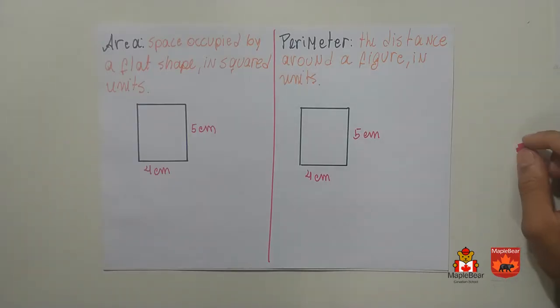Hello, year 7 students. Now you're moving to our lesson 3.4, using variables in measurement formulas. For that, we're going to start with a small review related to area and perimeter.